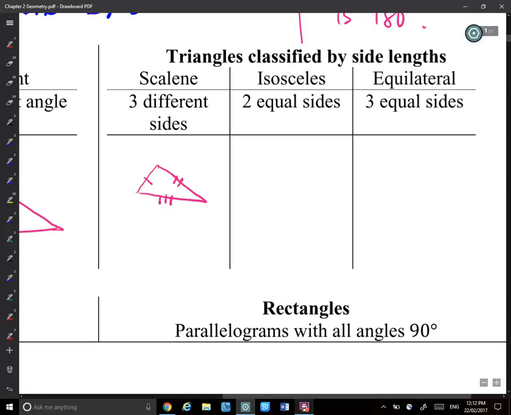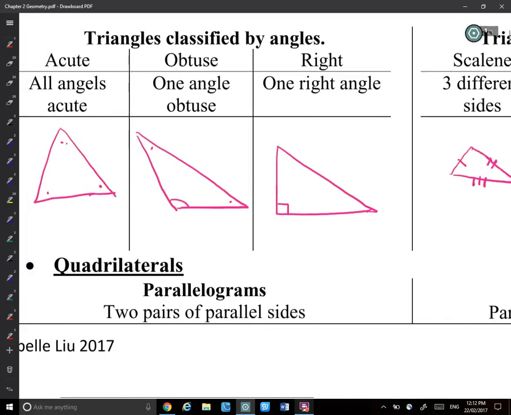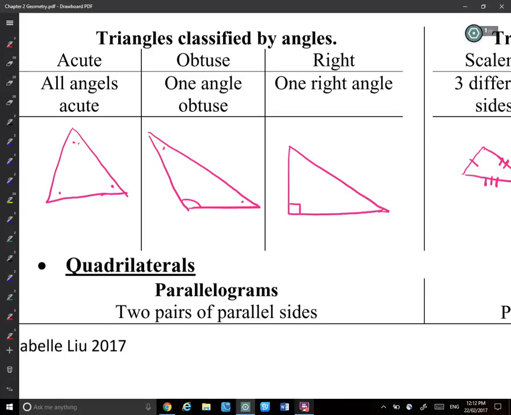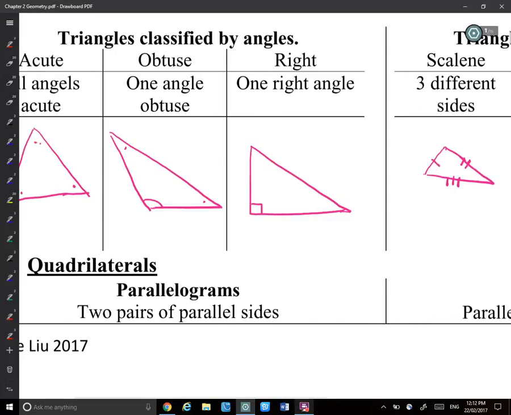So do you think scalene triangles can have different angles? Can I have an acute scalene triangle? Yep. Can I have an obtuse scalene triangle? Yep. And a right scalene triangle? Yep. So they do not influence each other. I can have a scalene triangle that is acute, obtuse, or right-angled.